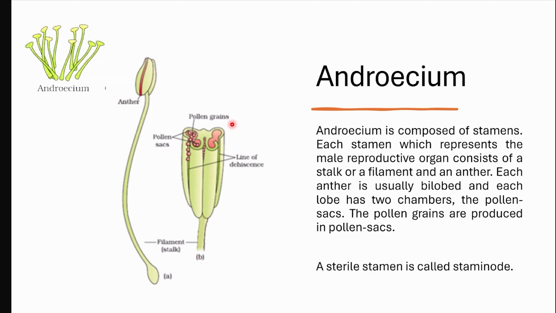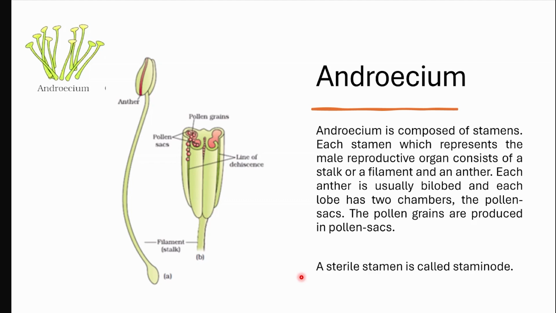So first we talk about androecium, right? Androecium is composed of stamens. Calyx was composed of sepals, corolla was composed of petals, androecium is composed of stamens. Each stamen, which represents the male reproductive organ, consists of a stalk or a filament and an anther, right? As I said, it is one of the reproductively important whorls of the flower.